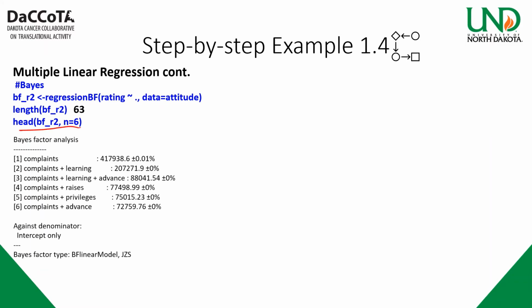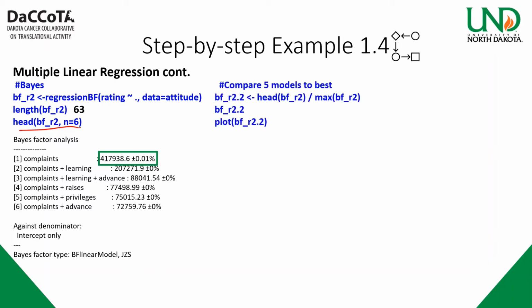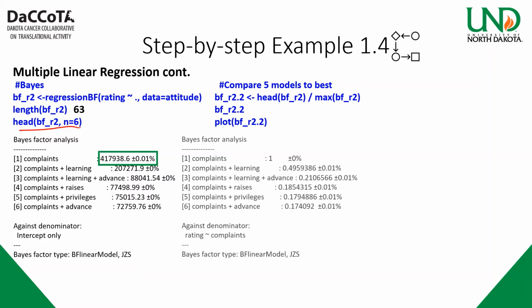If we look at 6, we see here complaints has a very strong setup, in the thousands. Complaints, this is all compared to the null. These all are pretty strong, but they're not as strong as this. But what we might want to do here is actually compare the 5 models to the best instead of comparing it to the null, so we can take the head and then divide by the max and get this second one here. Complaints, obviously, is its own best fit, so it's 1, but then we can see here the second one has a Bayes factor of about half that, so it doesn't fit nearly as well, and it kind of goes down here.